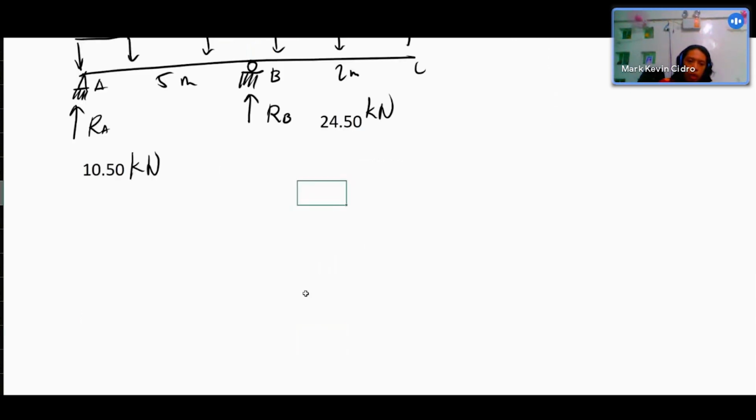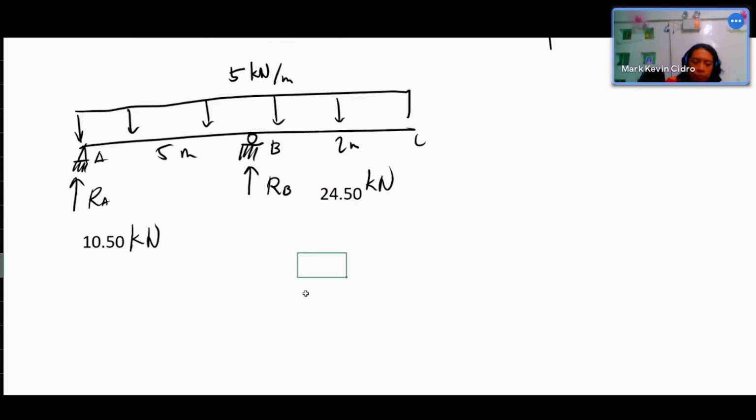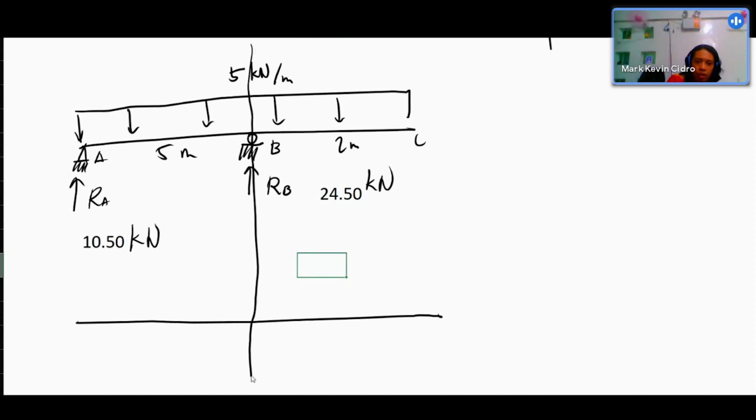Okay, now we have it. So let's draw the moment diagram. It's easy. We take our reference point here so that there is no moment from RB. So we eliminate one unknown. Here, 10.5 times 5, right? 52.5, is that right?